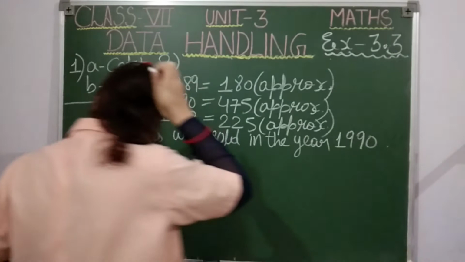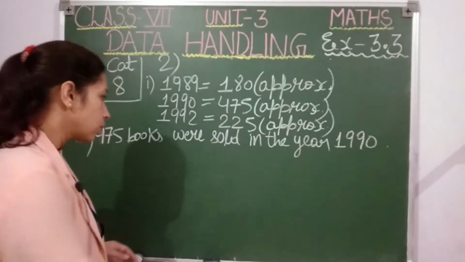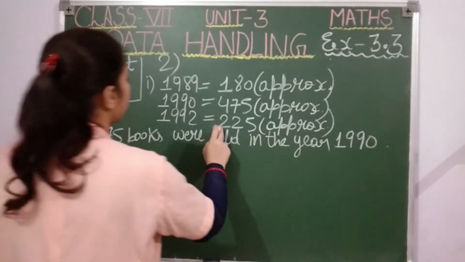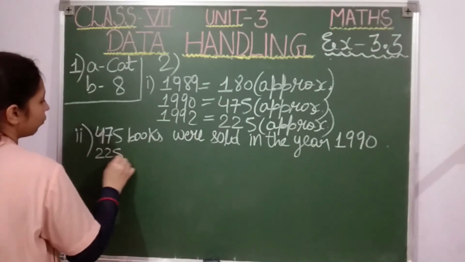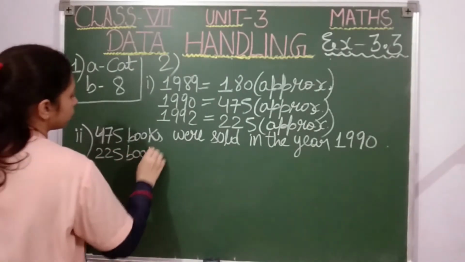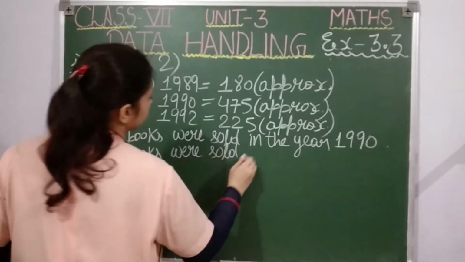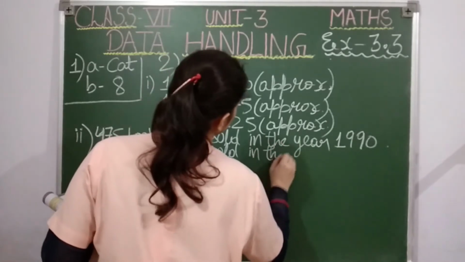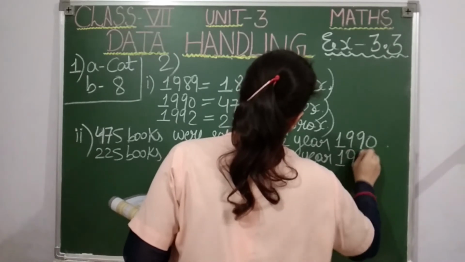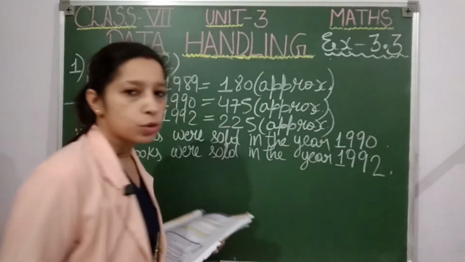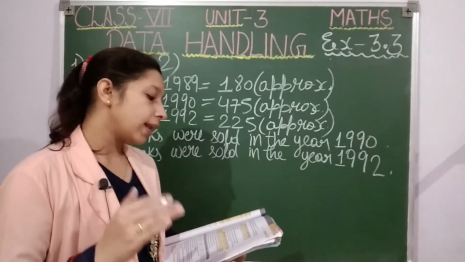This question has one more point about 225. In which year were about 225 books sold? That also we have written: 225 books were sold in the year 1992. So here we can write 225 books were sold in the year 1992. Got it, students?